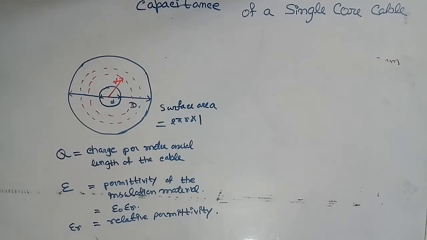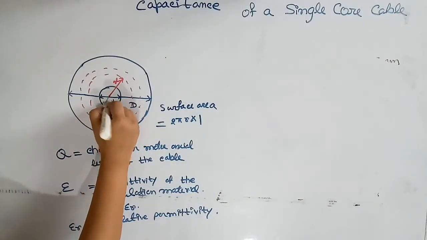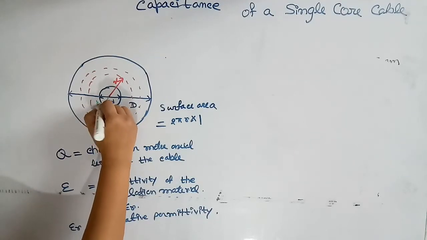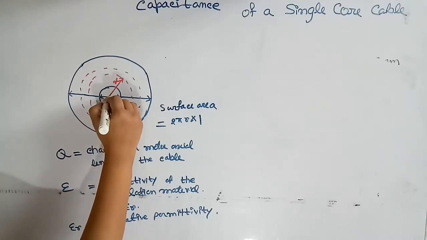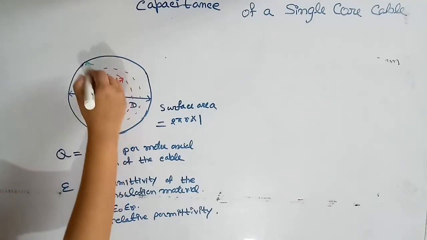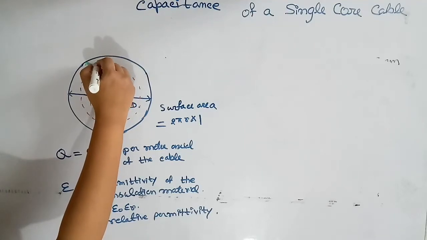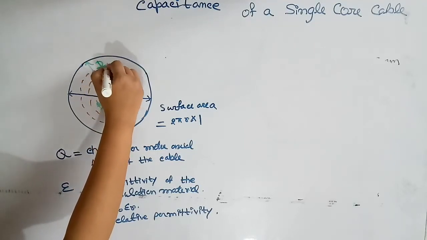So what is the radius of the conductor? Radius of conductor is d by 2. And what is the distance of the outer surface? It is equal to capital D by 2.